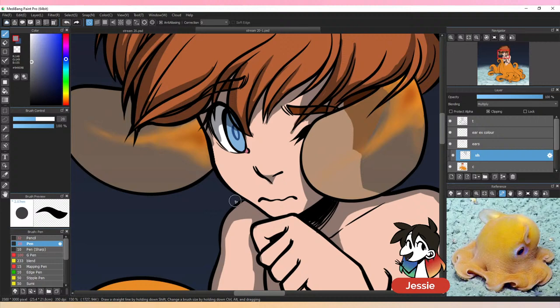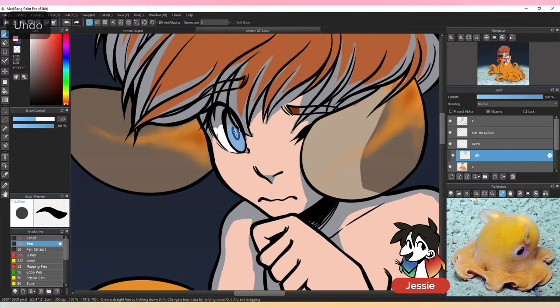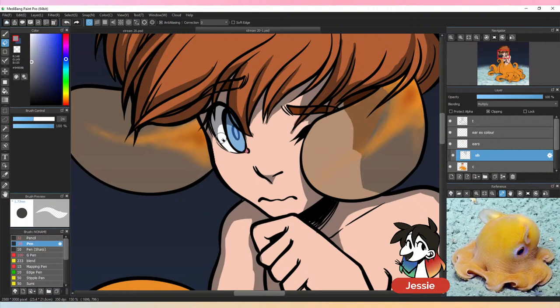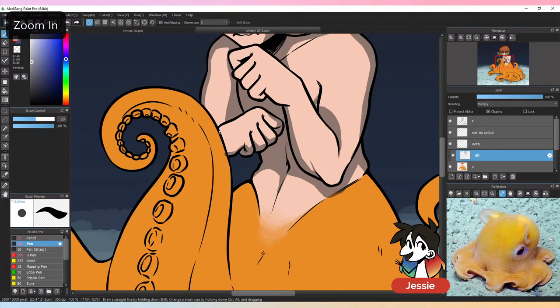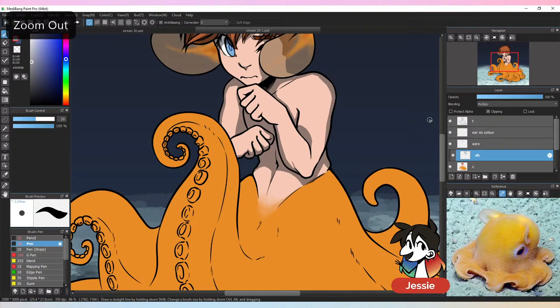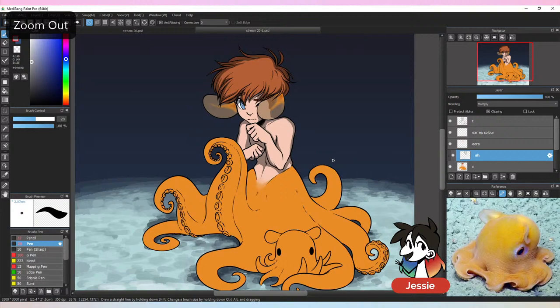Ugh, these shadows are rough. That's what I get for staying zoomed out for so long. Oops. Usually I should stay pretty zoomed out, but in this case I'm being a little bit more cautious, because I'm trying to think of it as if it's all kind of spot on.